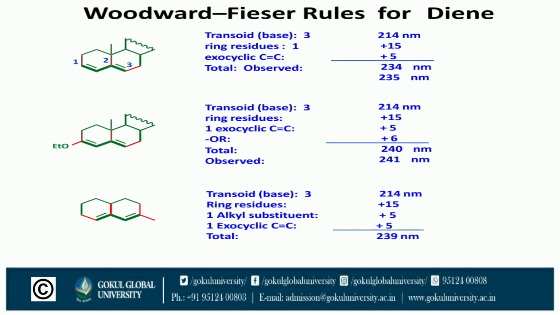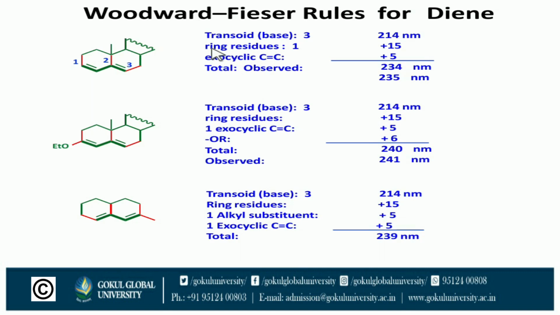Now the Woodward-Fieser rules for dienes. More examples are present here. Here we use transoid and cisoid. When the conjugated system is like a trans, it is called transoid. It is a heteroannular system. When both bonds are in the same ring, the system is like a cis, and it is known as cisoid. So the transoid base, meaning the heteroannular system base, has a value of 240.